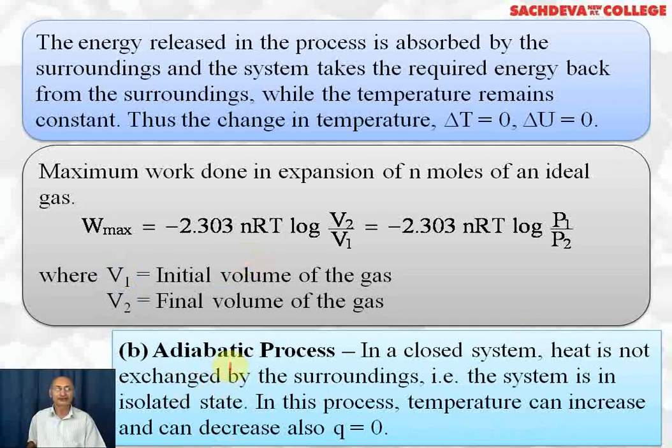Adiabatic process. Now this is also very important along with the isothermal process. In an adiabatic process, there is no exchange of heat between system and surroundings. It is possible in a closed system in which heat is not exchanged with the surroundings. It may be isolated. It will also take place in an isolated system in which there is no heat exchange with the surroundings. But in this process, temperature can change, that is, it may increase or it may decrease. But Q will remain 0. Q means heat absorbed or heat released will be 0. So that is the characteristic of an adiabatic process.